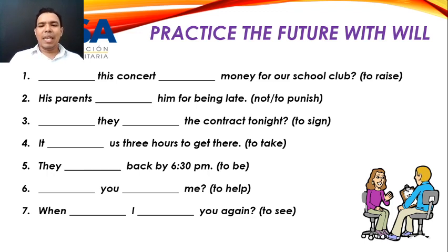The second one is a negative sentence. So, instead of using will not, try to use the contraction. So, number two is: his parents won't punish him for being late. Now it's your turn. Complete the other sentences in order to learn a little bit about the future with will.